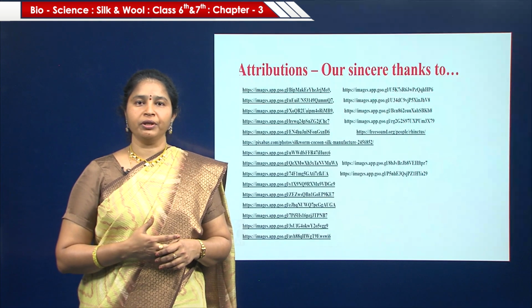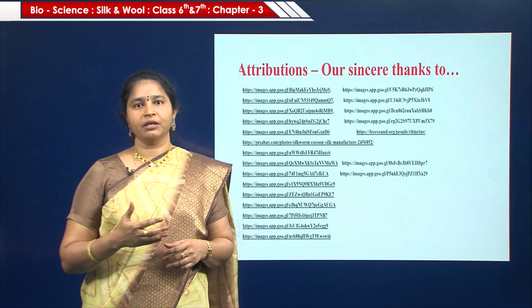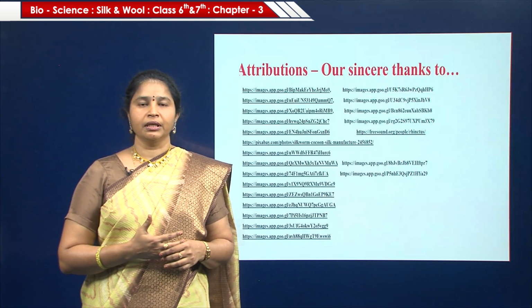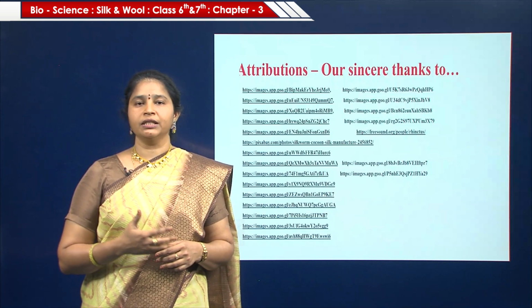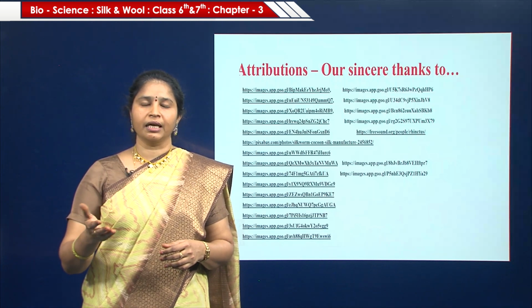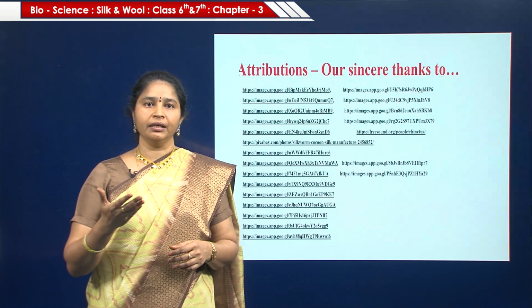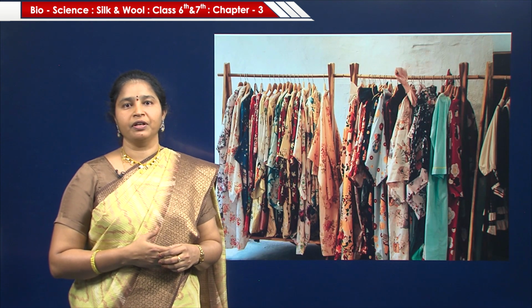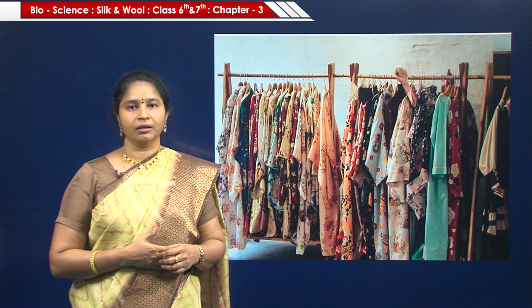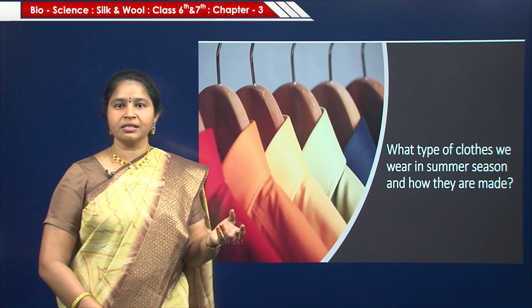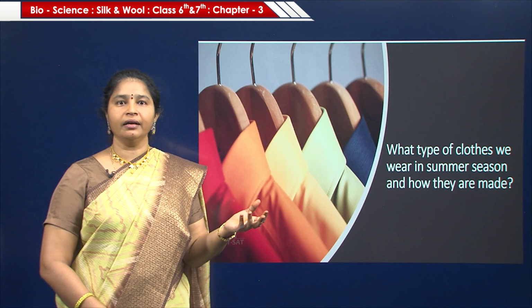So, children, up to now we have seen the types of fibers, those are artificial and natural fibers. Now, let us see how these fibers are made and how the fibers are converted and made useful for making fabric. Children, we will see the preparation or weaving process of cotton cloths in this video. So, what type of cloths we wear in summer season and how they are made?